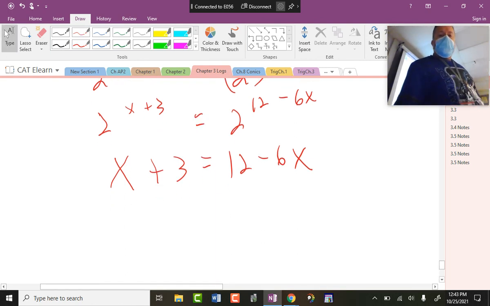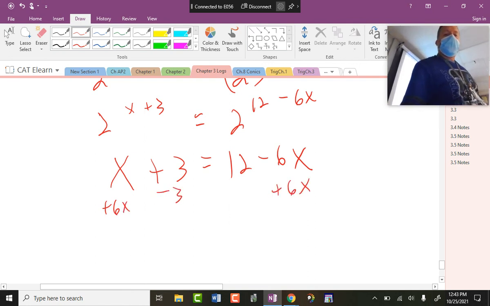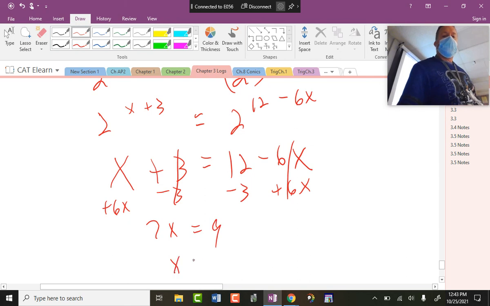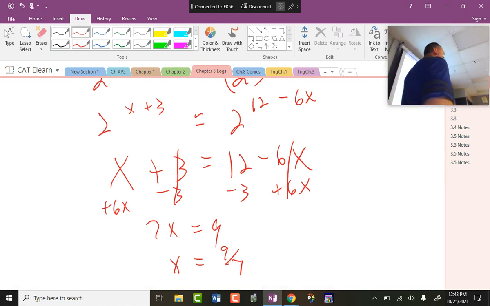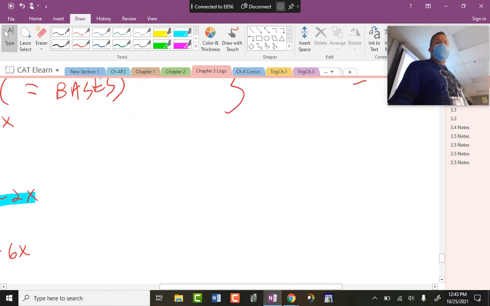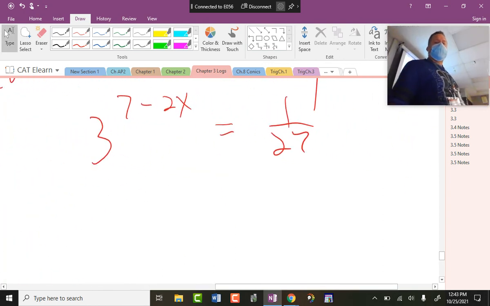Add 6 to both sides, x. Therefore, subtract 3 from both sides. And you get 7x equals 9. You get x equals, divide both sides by 7, 9/7. Okay? Then the next one, I didn't even get all that complicated with them. I was about to try to, and then I thought, you know what, I think this is good.